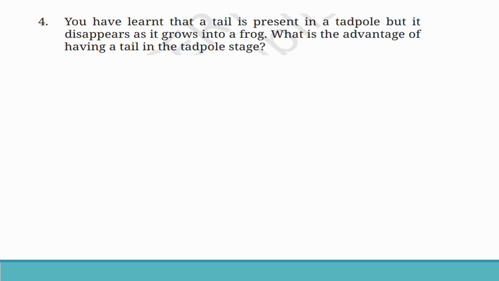You have learned that a tail is present in a tadpole, but it disappears as it grows into a frog. What is the advantage of having a tail in the tadpole stage? We have learned that a tail is present in a tadpole, but when it grows into a frog, this tail will disappear. Then what is the advantage of having a tail in the tadpole stage?